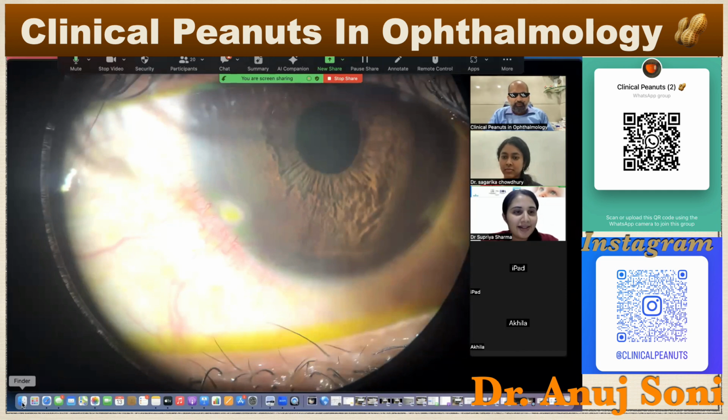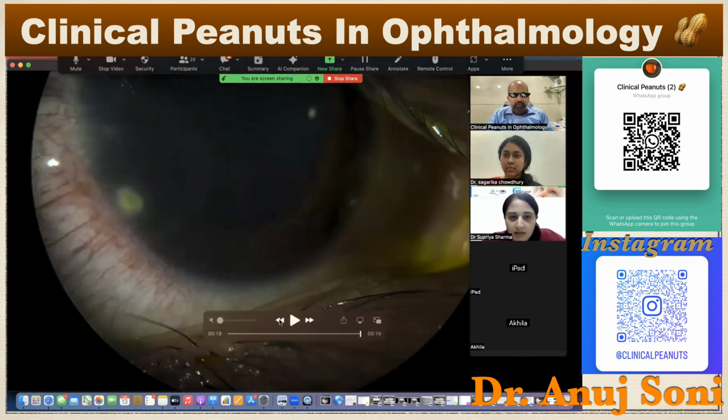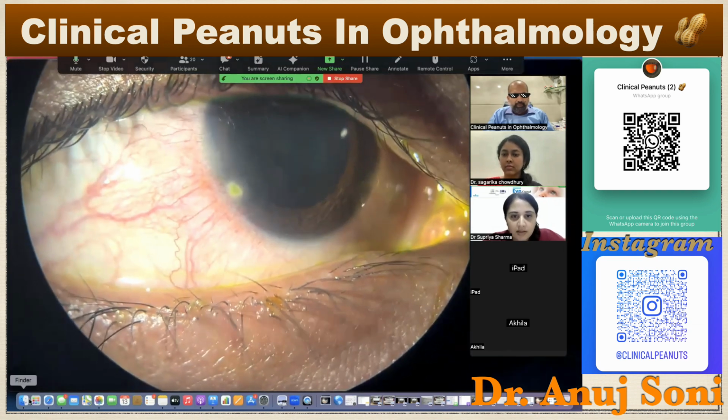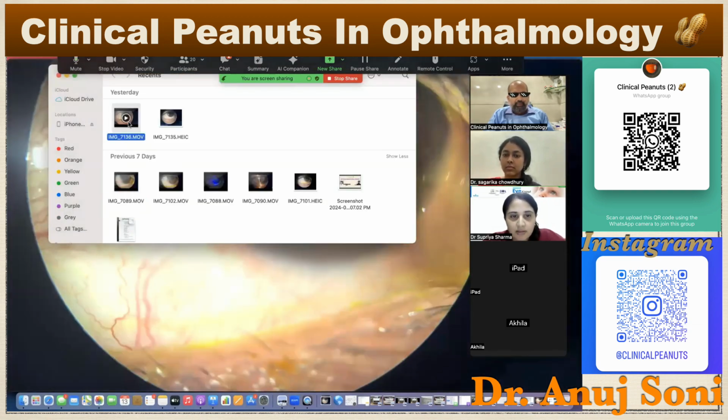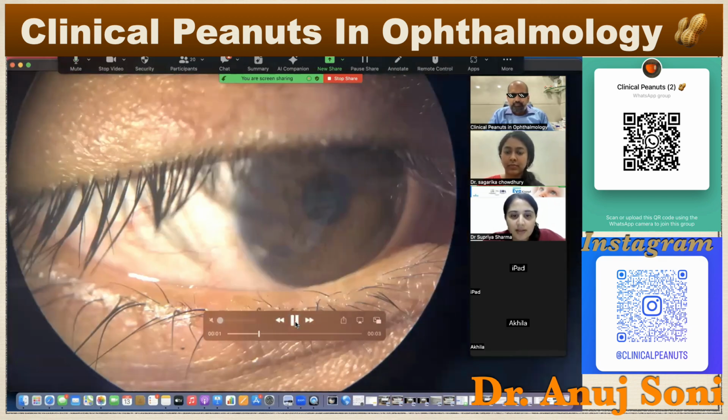Okay. So we started the patient on steroids, and we could see that slowly there was reduction in the congestion and the epithelial defect. This was the first day, and this was the picture. And then the last day, this is the picture.